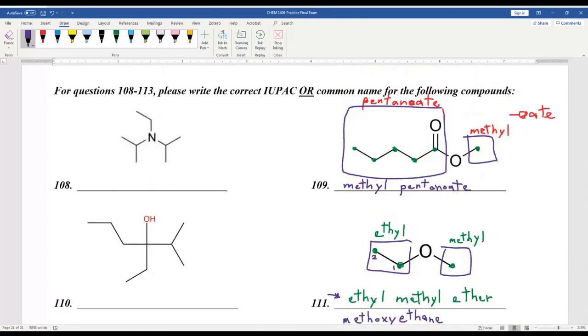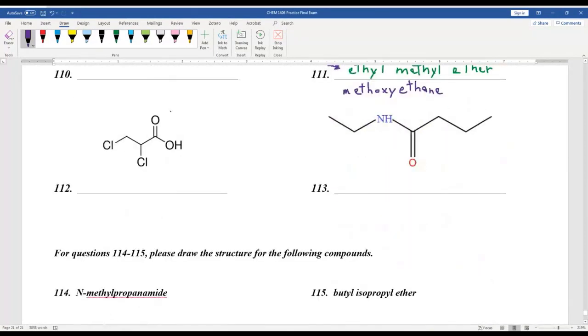Shall we do one more? What do you think? 113? This is the amide.